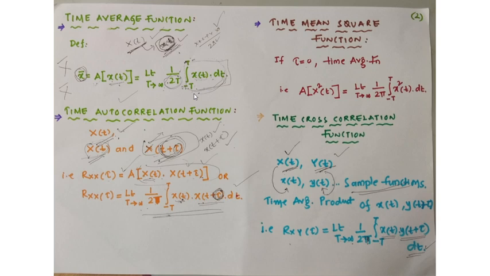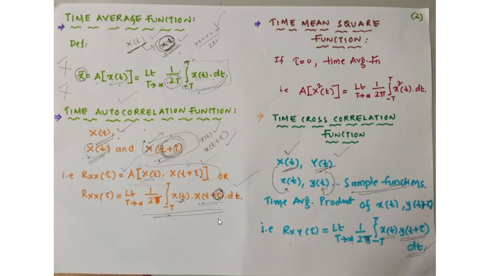That means the autocorrelation is within the same random process. This is one sample function and this is another sample function, and for these two we calculate the mean, that is the average function, which is also named the autocorrelation function.